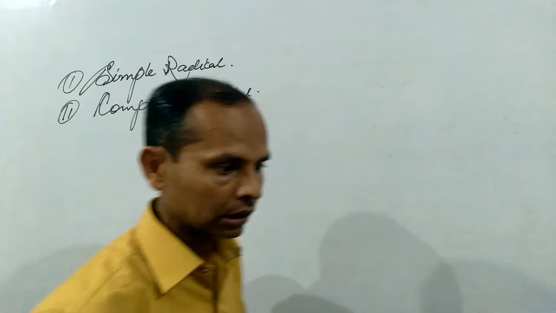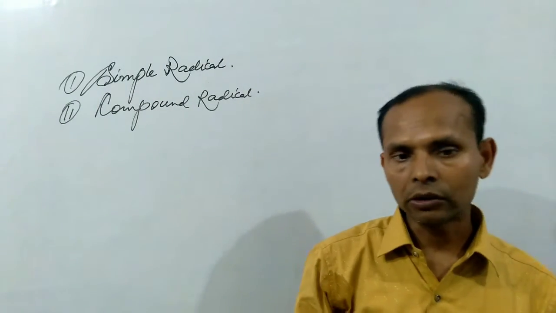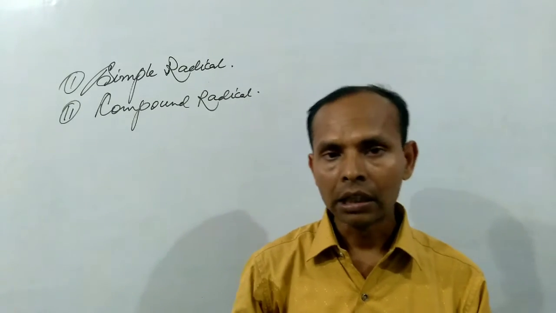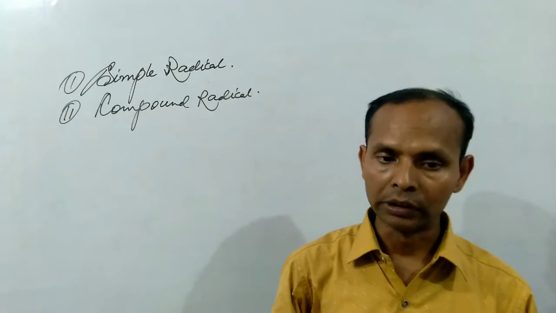These are the classification of acidic radical or basic radical. On the basis of the number of elements or atoms of different elements present in the radical, all these radicals have been classified into two parts. One part is simple radical, another part is compound radical.